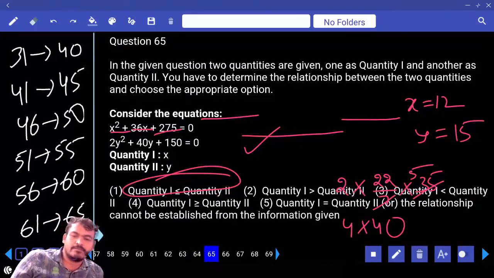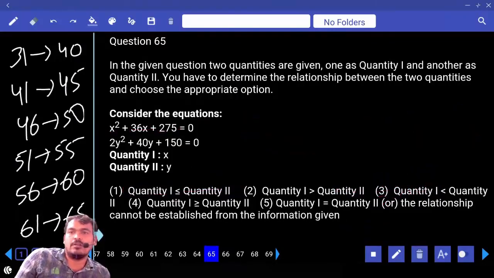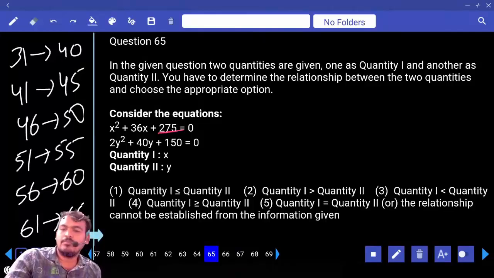Next, 65. Quadratic equation: x square plus 36x plus 275 equal to 0. 275 is a multiple of 25. How many times? 11 times. 25 times 10 is 250, plus one time 25. Means it is 11 times. One will be 25, another one is 11.